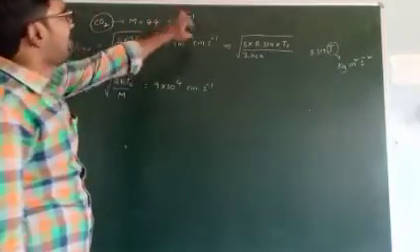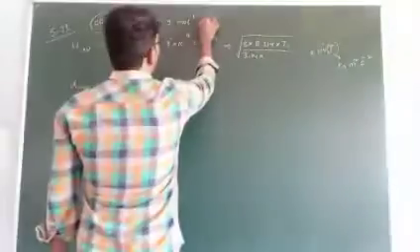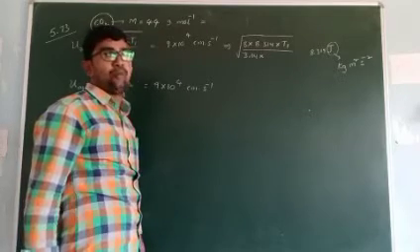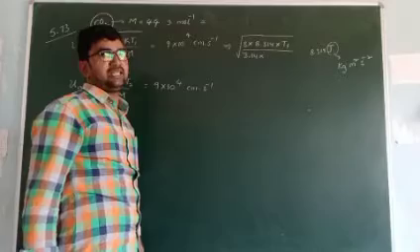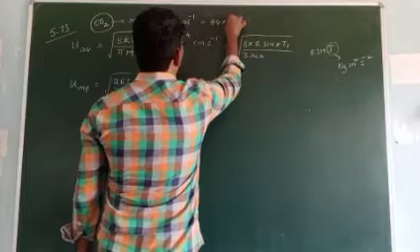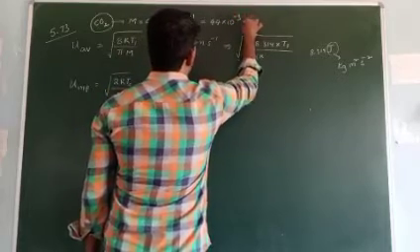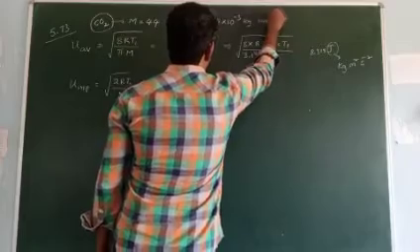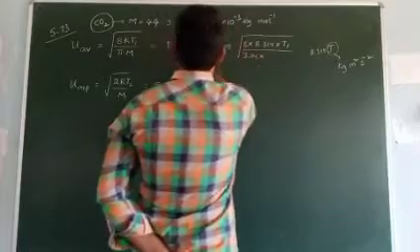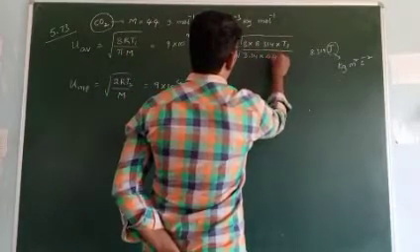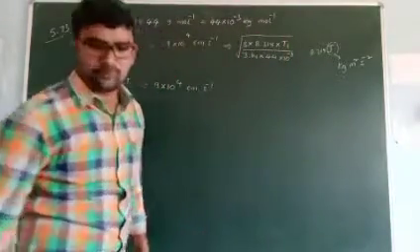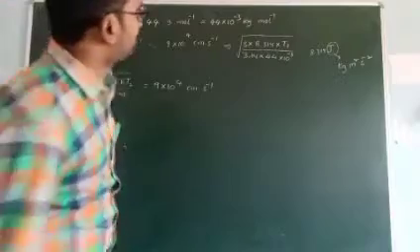If you convert this value into kgs, 1 kg is equal to how many grams? 1000 grams. Then 1 gram is equal to how many kgs? 1 by 1000 kgs. 1 by 1000 means 10 to the power of minus 3. So this value is 44 into 10 to the power of minus 3 kgs. In this problem, remember all of you that unit conversions are most important. So write that value. M value is 44 into 10 to the power of minus 3.